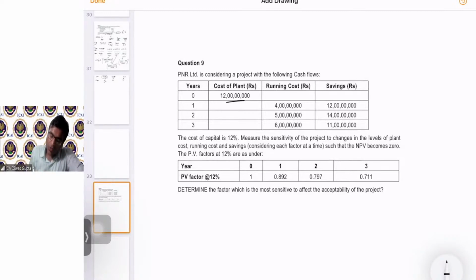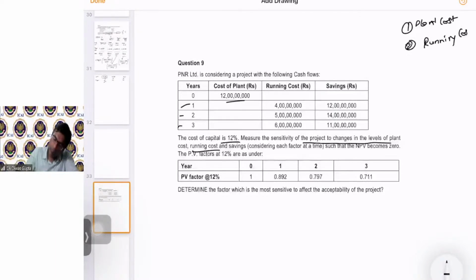They are saying that the cost of plant is this much, running cost they have given, and the savings they have also given. That is year on year. The cost of capital is 12%. Measure the sensitivity of the project to the changes in the levels of 1. Plant cost, 2. Running cost, 3. Savings. Consider each factor at a time.